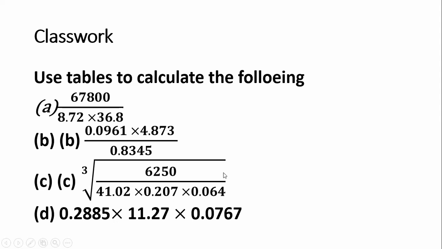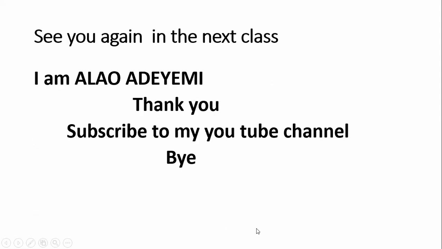C: cube root of 6,250 divided by 41.02 times 0.207 times 0.064. And the last question, D: 0.2885 times 11.29 times 0.0767.